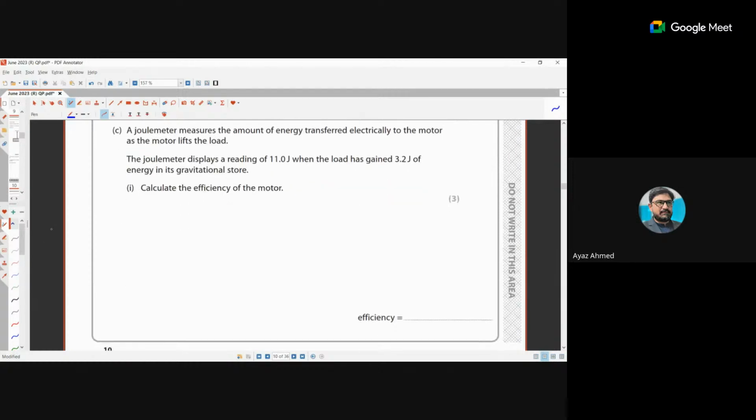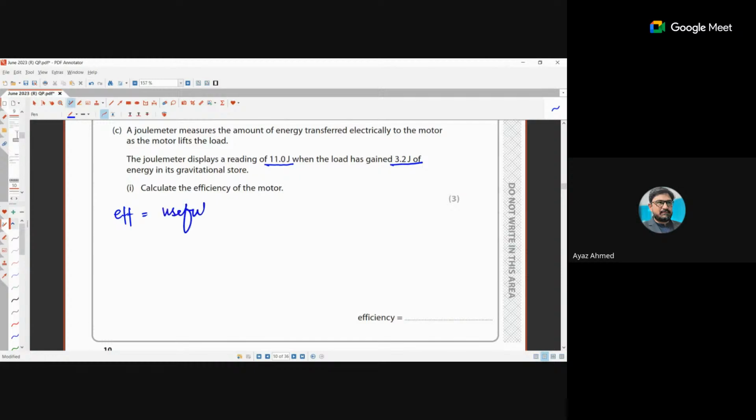A joule meter measures the amount of the energy transferred electrically to the motor. As the motor lifts up the load, the joule meter displays 11.0 joules when the load has gained 3.2 joules of the energy in its gravitational store. Calculate the efficiency of the motor. So now it's really simple. What is efficiency? Efficiency is output energy, or you can say useful output energy, or useful output work done.